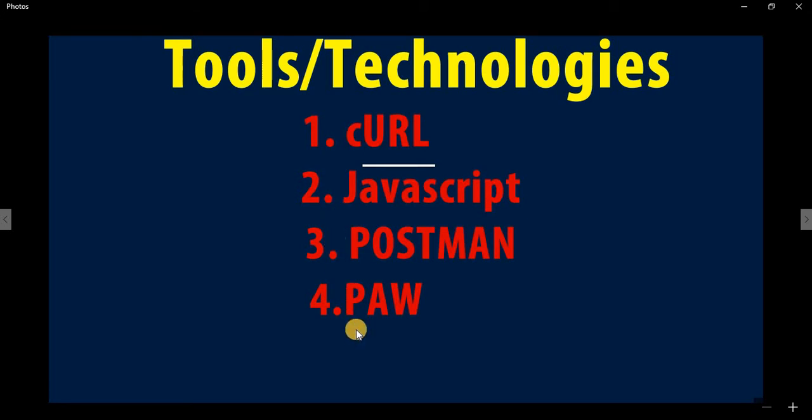And number 4, which is Paw, is just one of the tools that one can use to access APIs, which I have really never used before. But I figured that people normally use it, and that it is okay to add it to this list. So if you want to make use of Paw, you can go ahead and do that.